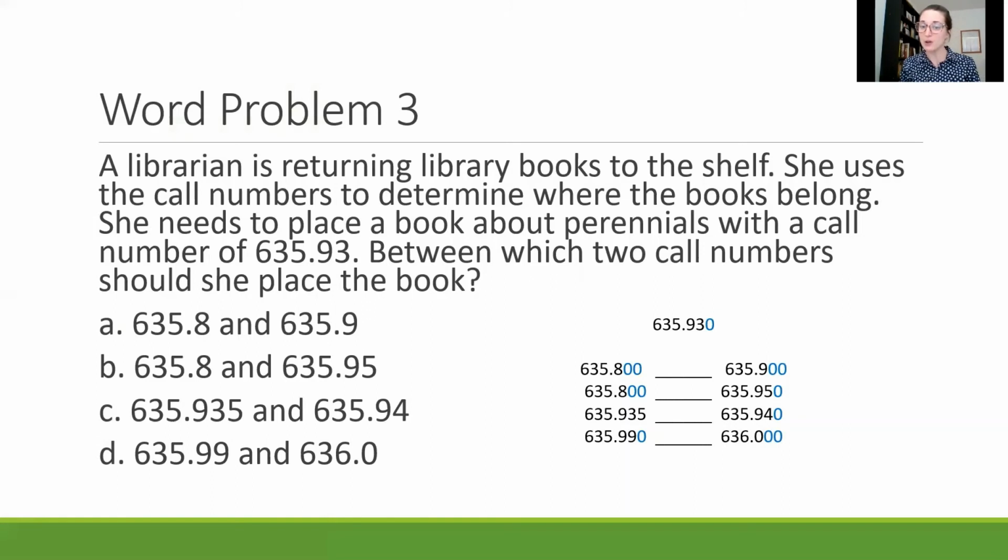0.930. Does that go in between 800 and 900? Well, no, because 930 is bigger. How about between 800 and 950? Yeah, it would fit there. What about between 935 and 940? Well, no, because it's smaller than 935, so it wouldn't fit between those two. And 990 and 636 with zeros at the end, still too high, wouldn't fit between those.